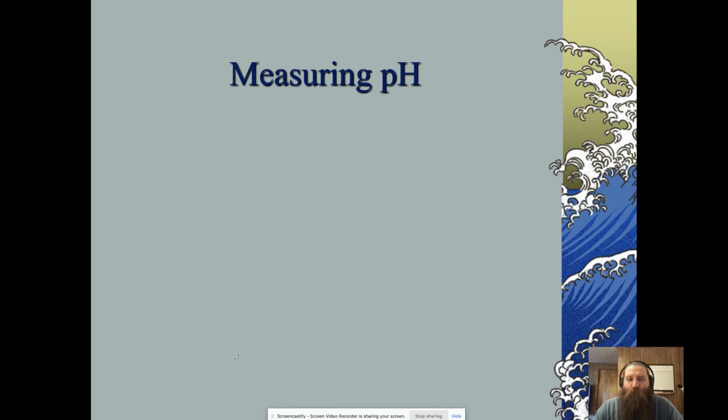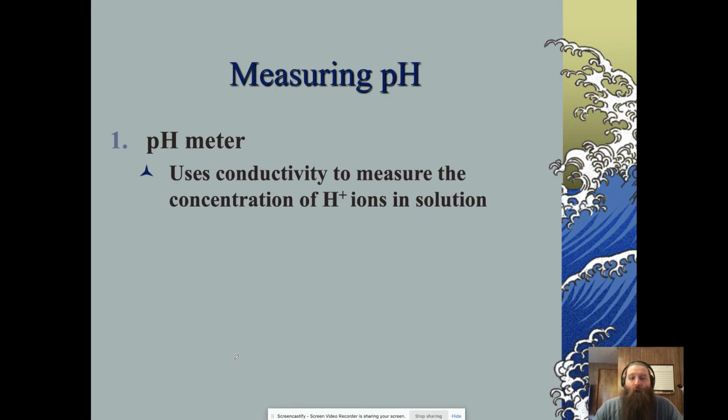Now, how do we measure pH? Well, the easiest thing to do is use a pH meter. It's going to give you a digital readout that just says, hey, the pH is whatever it is, 1.2 or 15, whatever it is. The way that it does this is it uses electrical conductivity, right? Because remember, the more dissociation you have, the greater the electrical conductivity is.